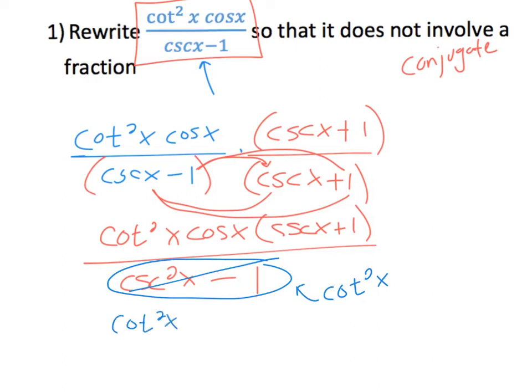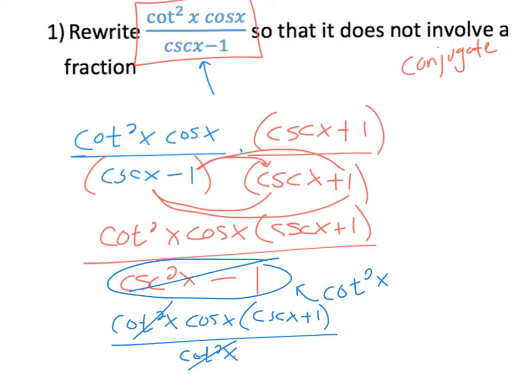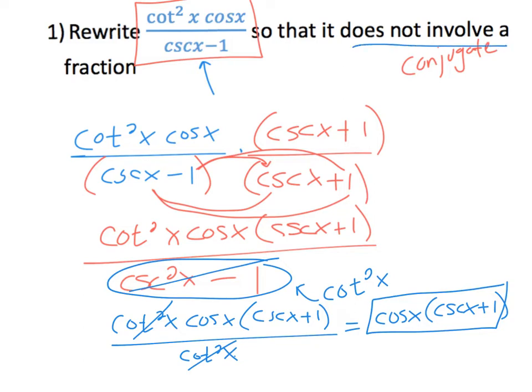And so I have cotangent squared cosine x times cosecant x plus 1 on top, all over cotangent squared of x, which cancels, and what you're left with is cosine of x times cosecant x plus 1. Technically we've answered the question, because that is an expression that does not involve a fraction. And so you can stop as soon as you do not have fractions involved. So a little review from 5.1.